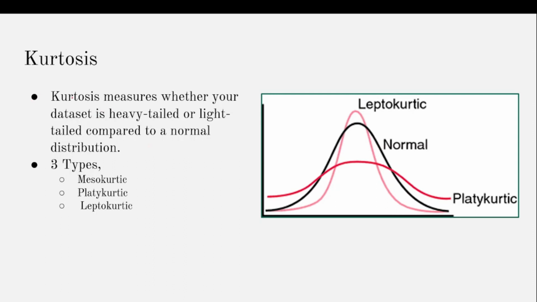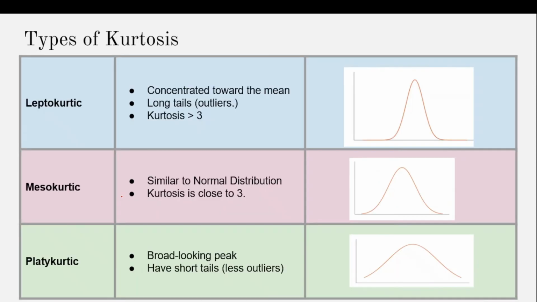Moving ahead to kurtosis. Kurtosis measures whether your dataset is heavy-tailed or light-tailed compared to a normal distribution. Kurtosis simply tells us if the shape of the curve is normal, flat or peaked. There are three types of kurtosis: mesokurtic, platykurtic and leptokurtic. Let us see each of them in detail.